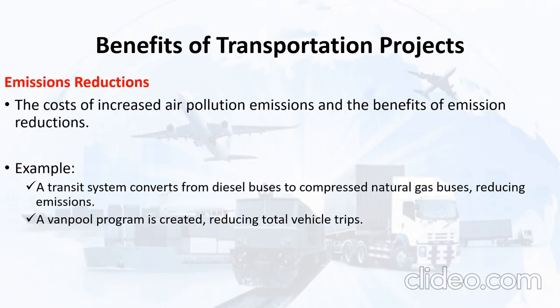Emission reduction: the cost of increased air pollution emissions and the benefits of emission reduction. For example, a transit system converts from diesel buses to compressed natural gas buses and reduces the emission. And a van pool program is created, reducing total vehicle trips, meaning tak banyak kereta berada di atas jalan raya.